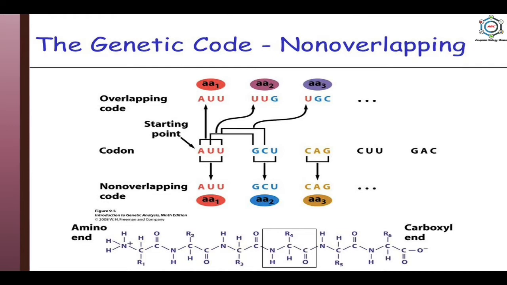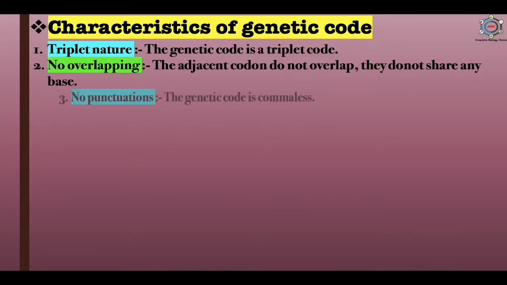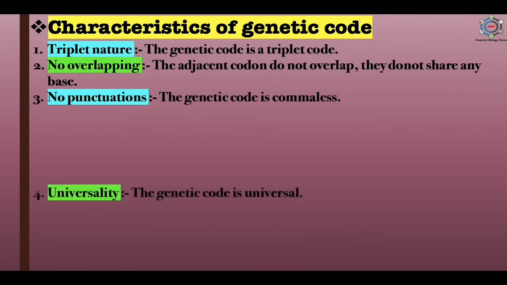The code for a protein containing 100 amino acid units consists of 300 nucleotides linked in a linear order. If the triplet code involved overlapping, a series of 6 nucleotides could code for at least 4 amino acids. This is not the case. So here the codes AUU, UAG and UGA code for isoleucine, leucine and cysteine amino acids. Next is no punctuation. The genetic code is commaless.